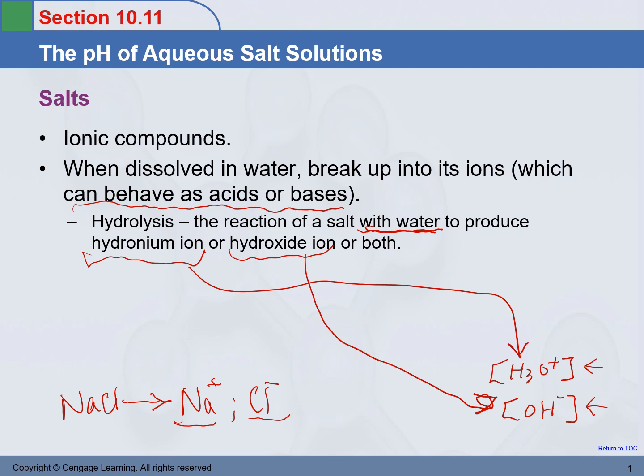Then how do we know if it will generate hydronium ion or hydroxide ion? In the next few slides, we will look at different kinds of salts. We are going to classify all salts into different categories. Depending on which category a salt belongs to, it may make the solution acidic, basic, or neutral. So let's move on.